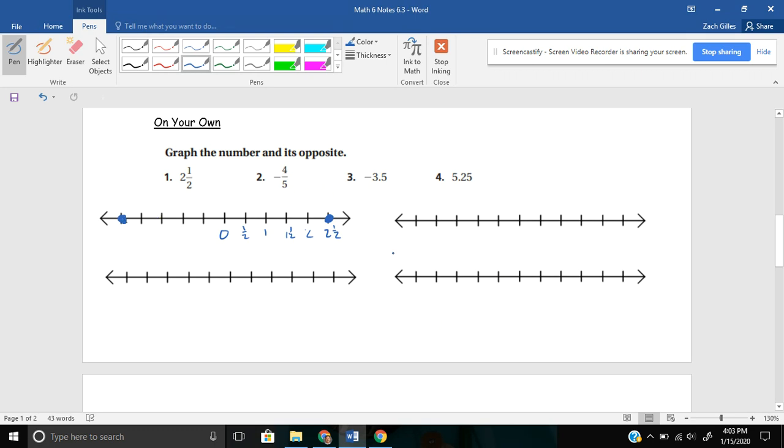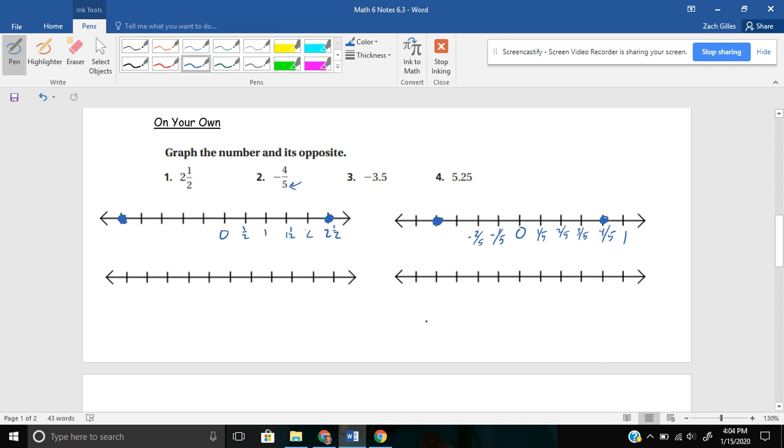Number 2, negative 4/5. Okay, again, my hint is to go by the denominator. So 1/5, 2/5, 3/5, 4/5, and 1, or 5/5. And the same in the negative. Negative 1/5, negative 2/5, so on and so forth. Negative 3/5 and negative 4/5. And the opposite of that would be positive 4/5.